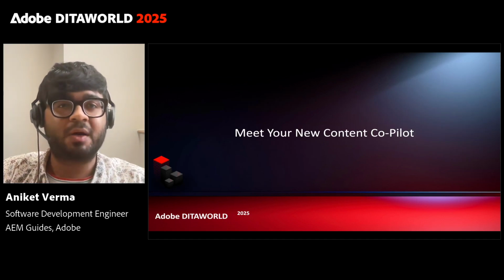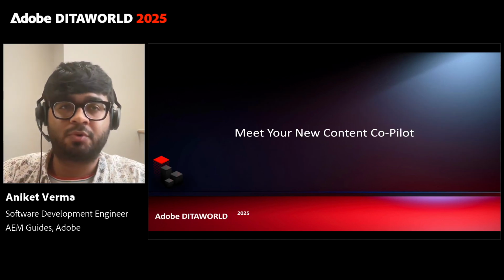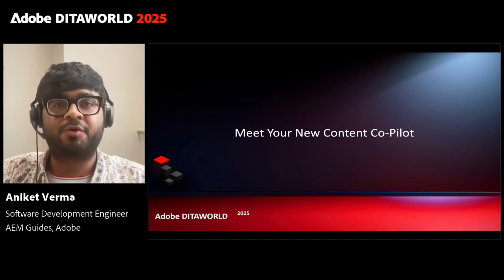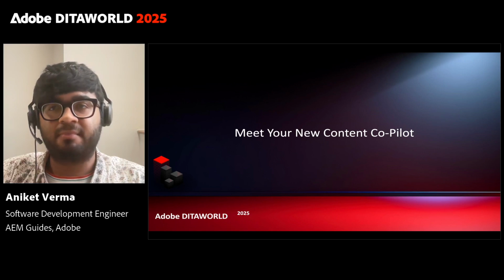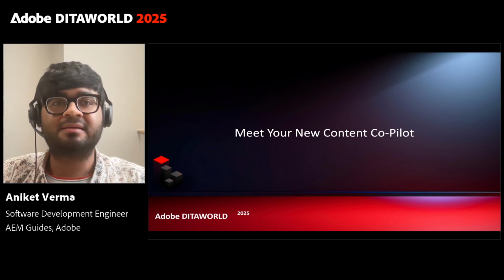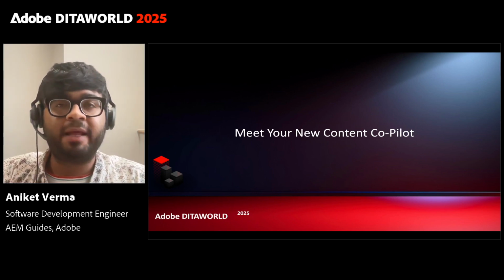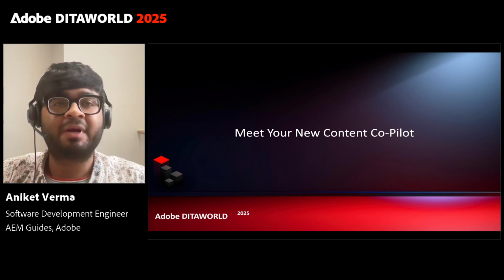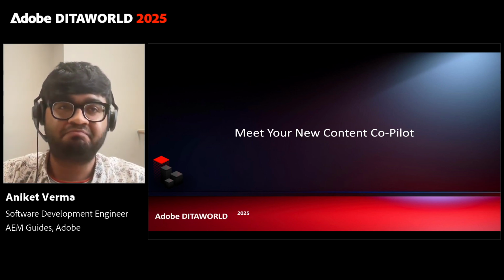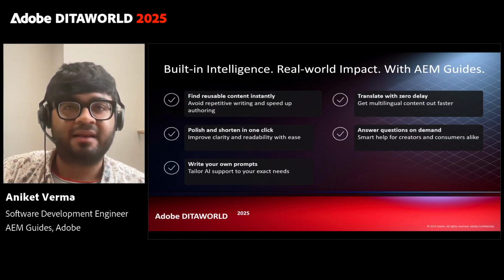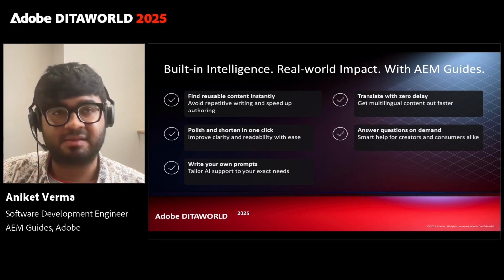To tackle all these bottlenecks and get a breakthrough, we have built our new copilot, embedded into the AI assistant inside the AM Guides editor. This AI assistant is not just an overlay or a plugin, it's an integrated AI capability designed to support every stage of the content lifecycle. It brings in the intelligence that delivers real world impact, and this is how.